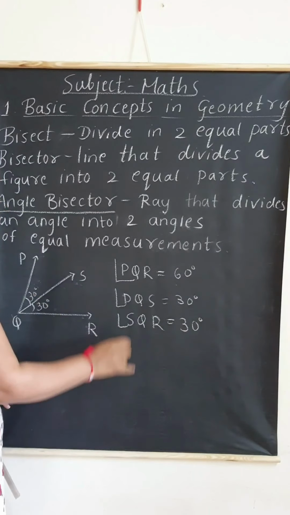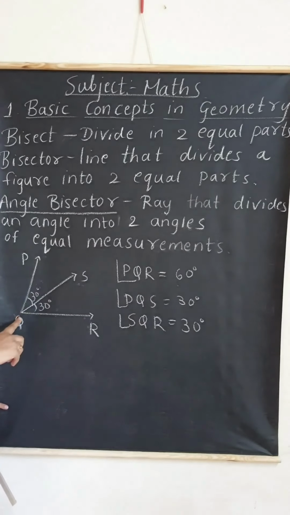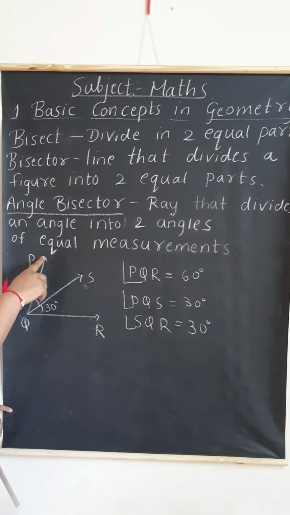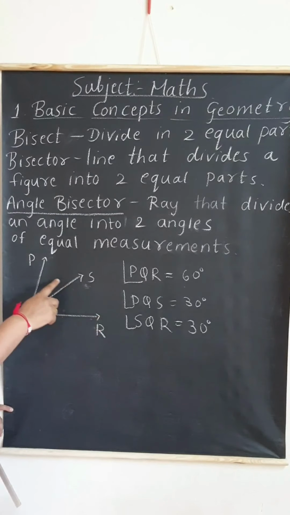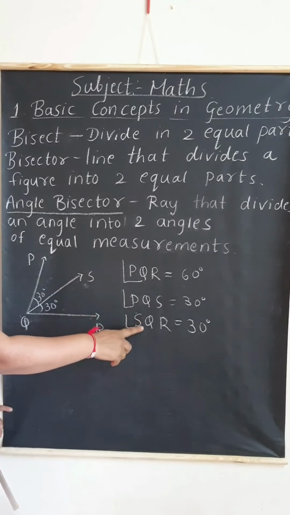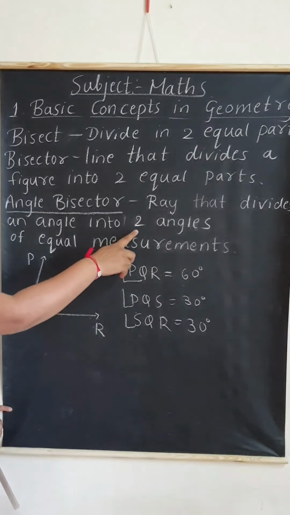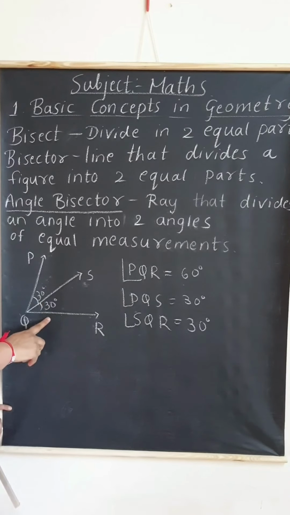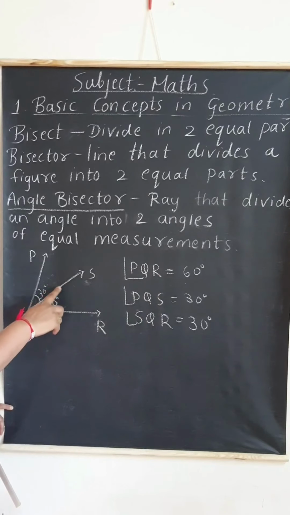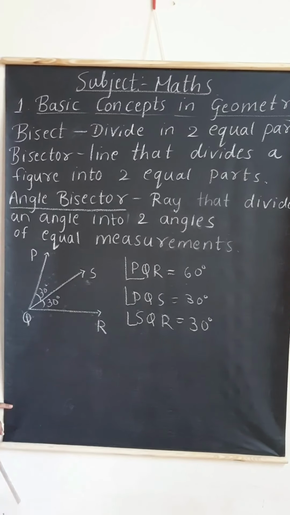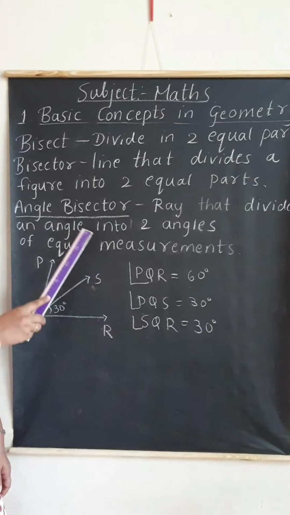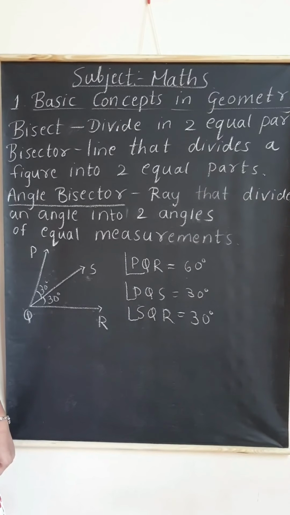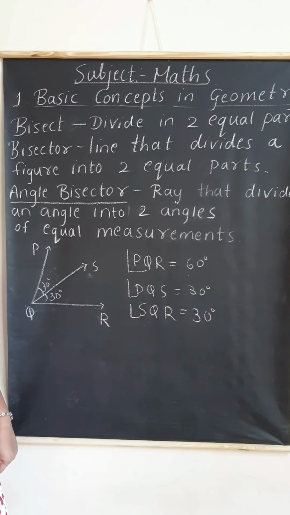So what is the angle bisector? It is a ray. So in this case, QS is the angle bisector which divides the angle PQR into two equal angles, that is PQS and SQR, into two angles of equal measurements. Which are the equal measurements here? 30 degree each. So 60 degree angle divided into 30 degree each. So hope you have understood what is an angle bisector. In our next video, we will see how to construct the angle bisectors.